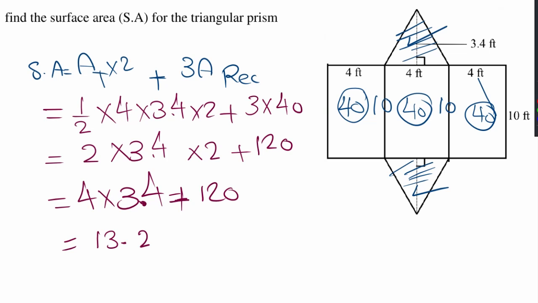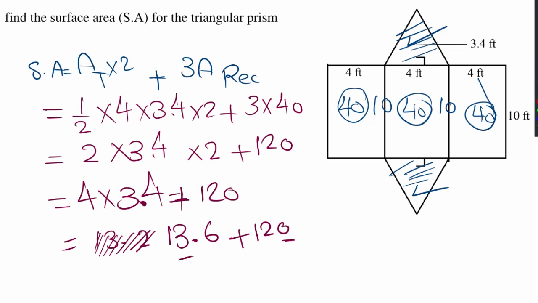13.2, no. Half of 4 is 2. 2 times 2, no. It's not 13.2. It's 13 times 6.6 plus 120.